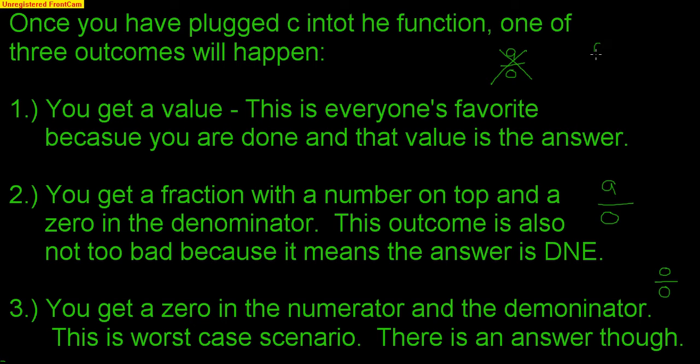So remember, zero on top, number on the bottom, that's okay. That just means that your limit equals zero. I mean, you're allowed to have zeros on top. That's the first scenario. Number on top, zero on the bottom, that's not too bad. It means your limit doesn't exist. It's pretty easy. Third case is the double zero.